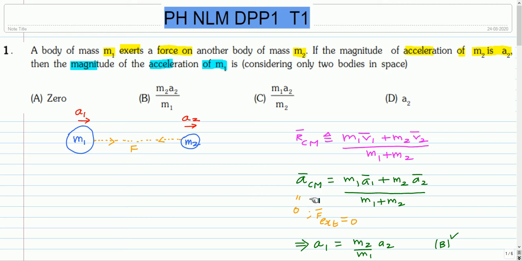So since the acceleration of center of mass is 0, this numerator should be 0. From this we get a1 as m2 by m1 into a2 by magnitude. So the correct option is option B.